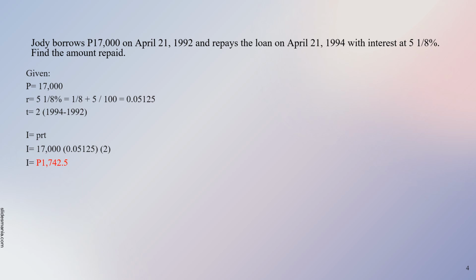0.05125. Again, for you to convert that into decimal, you just have to divide 1 by 8, plus 5, and you divide the answer by 100, so you get 0.05125. And as for our time, that's 2 years. Why 2 years? Because as stated in the problem, she borrowed in 1992 and paid the loan in 1994. So 1994 less 1992, we have 2 years.